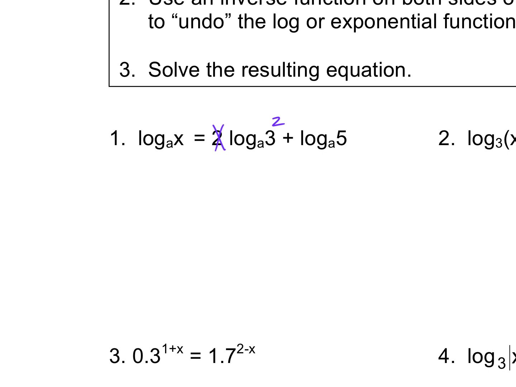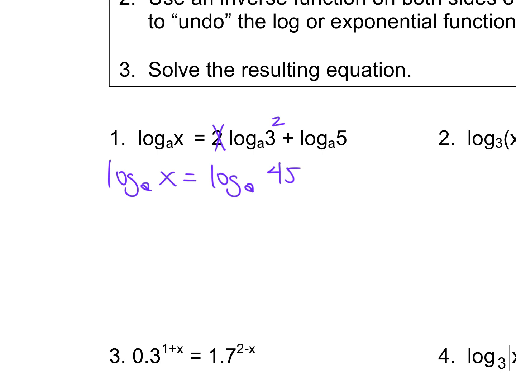Second thing would be to simplify logs. Okay? Which logs in this can I simplify? The ones on the right-hand side. And the ones on the right-hand side are being added, which means what can we do? Multiply. So I've got log base A of x is equal to log base A of what? 45. Then what are we allowed to do with the logs?